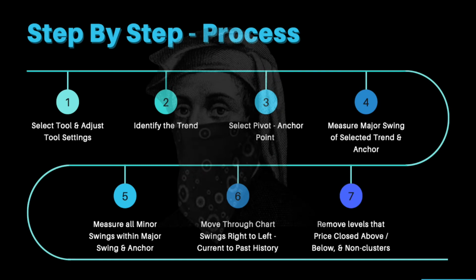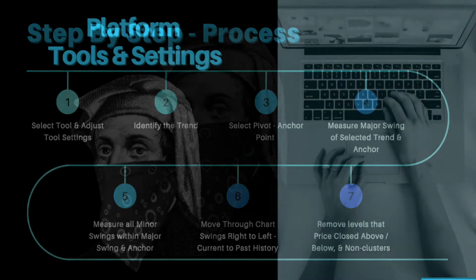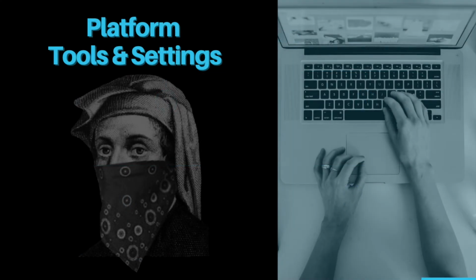Here we begin the step-by-step process. Tool and tool settings, how to identify the trend, selecting the correct anchor pivot, and how to measure all the major and minor swings within a trend. We will be plotting our measurements from right to left, from present to past, and then finally chart cleanup, which levels to keep and which levels to remove. Here you will learn which tool you need and what the settings are required to measure symmetry in the Thinkorswim platform, Tradingview platform, and Tradestation.